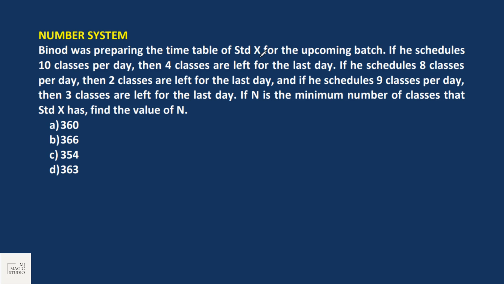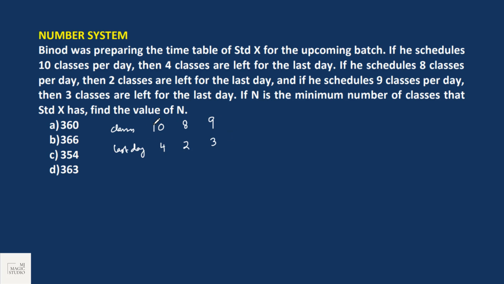Vinod was preparing the timetable of Standard 10 for the upcoming batch. If he schedules 10 classes per day, then 4 classes are left for the last day. If he schedules 8 classes per day, then 2 classes are left for the last day. And if he schedules 9 classes per day, then 3 classes are left for the last day. If n is the minimum number of classes that Standard 10 has, find the value of n.